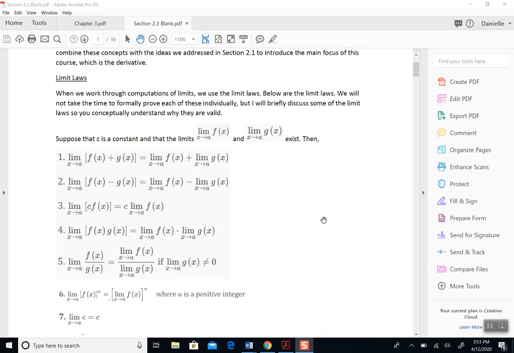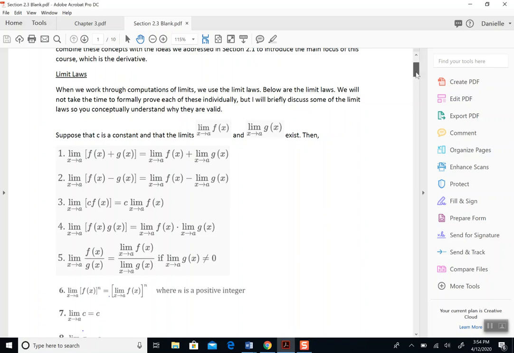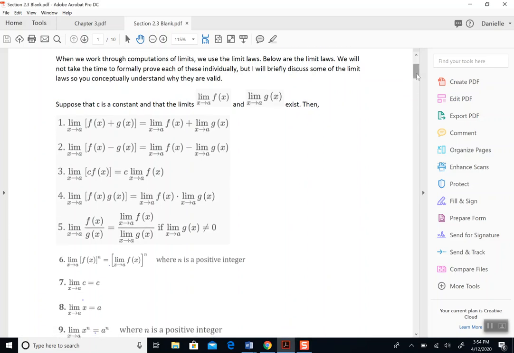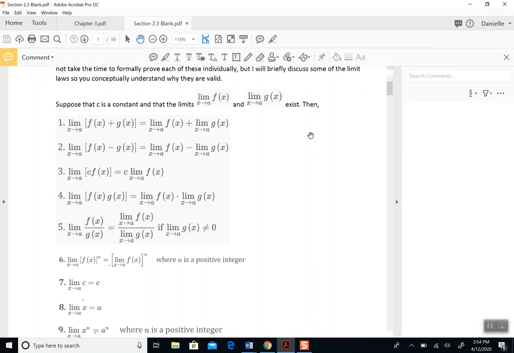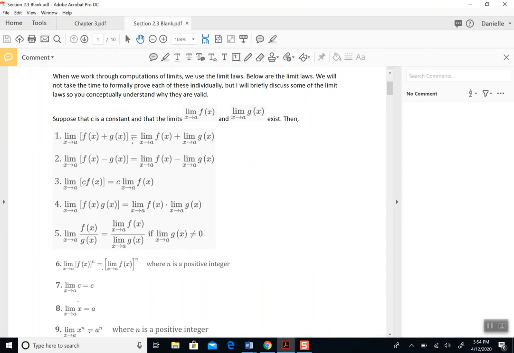All right, so the limit laws say that we suppose c is a constant. A constant just means it's some number, and that the limit as x goes to a of f of x and the limit as x goes to a of g of x exist. If these things are true, then the following properties, aka the limit laws, hold true. All right, so the first property says that basically if we have two functions added, we can split them and run the limit separately. So I'll type that out too.